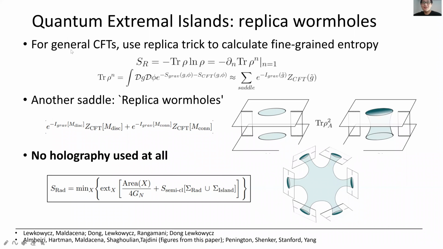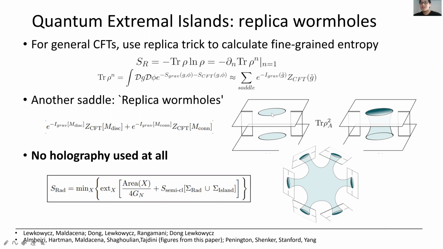For a generic CFT, you should really use the replica trick to calculate the fine-grained entropy, right? The replica trick just tells you if I want to calculate trace rho log rho, I can instead calculate trace rho to the power of n. I'm a little bit sloppy about normalization. To calculate trace rho to the power of n, you should really go to a manifold that's a multi-cover of the original manifold, and do the path integral on that manifold. Then you do analytic continuation, take the derivative, and you get the well-known fine-grained entropy.